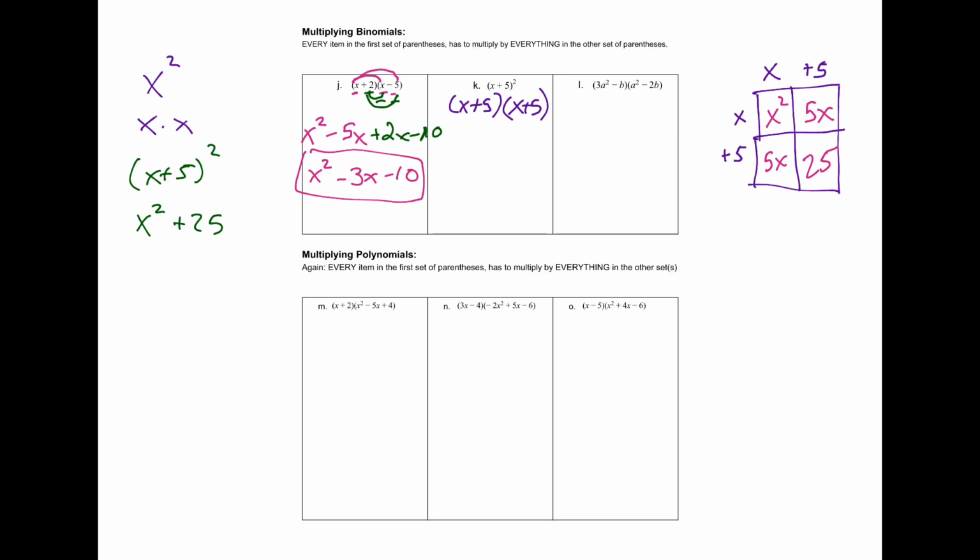So then when you write your answer, you just write it the same way that you did here. We did have this, so we can combine like terms diagonally. So 5x plus 5x is 10x. So feel free to write your answer like x squared plus 5x plus 5x plus 25. And then simplify.